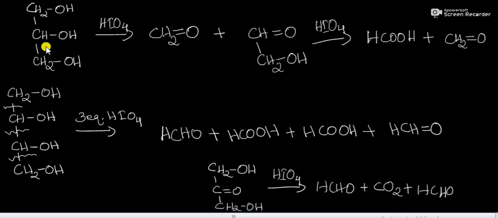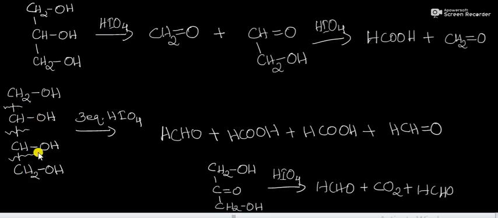So in short, what are the products of this oxidation using HIO4? 2 moles of HCHO and 1 mole of carboxylic acid, that is formic acid. This is our primary alcohol, this is our secondary alcohol. Primary alcohol on oxidation with HIO4 will give aldehydes, whereas secondary alcohol on oxidation will give carboxylic acids.